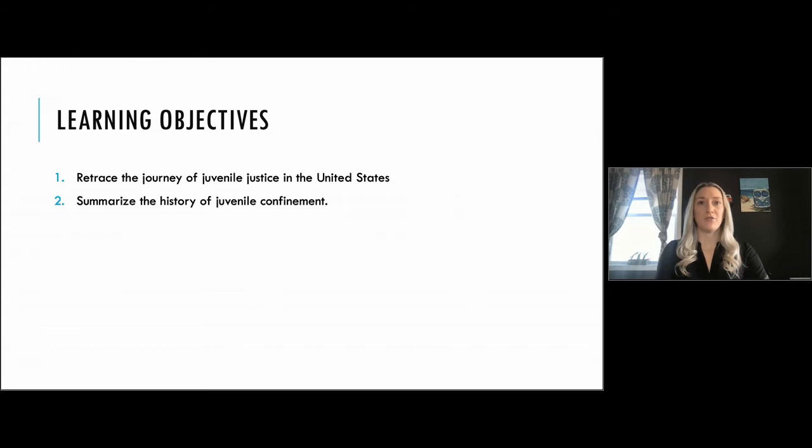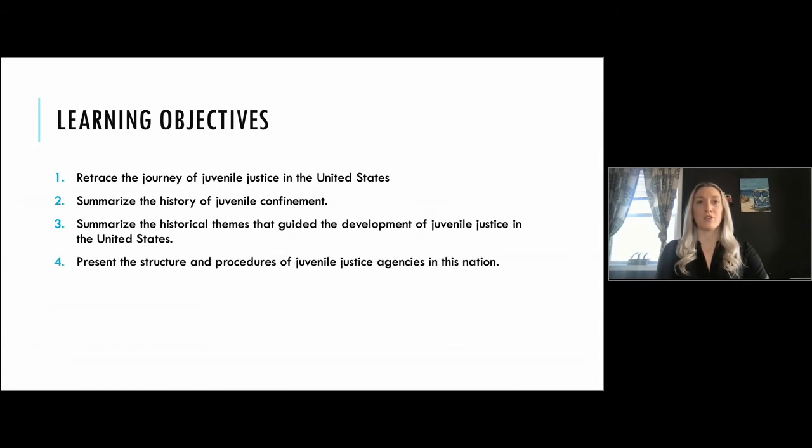Today we're going to be covering Chapter 1, which covers the history of juvenile justice and how we treated early delinquency. So our learning objectives for today are that by the end, you should be able to retrace the journey of the juvenile justice system in America, summarize the history of juvenile confinement, summarize the historical themes that guided the development of juvenile justice in the U.S., present the structure and procedures of juvenile justice agencies that we use in the U.S., as well as examine the various philosophies and strategies for correcting juvenile behavior.